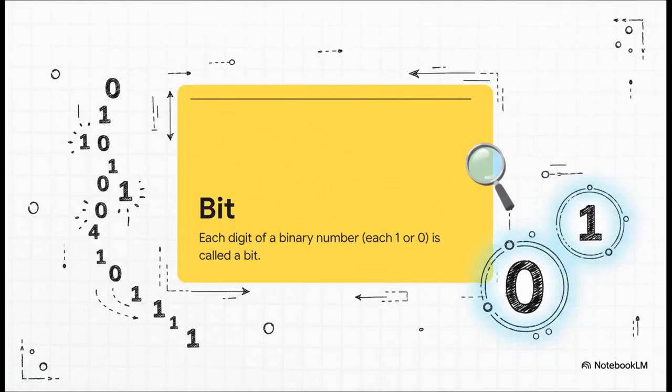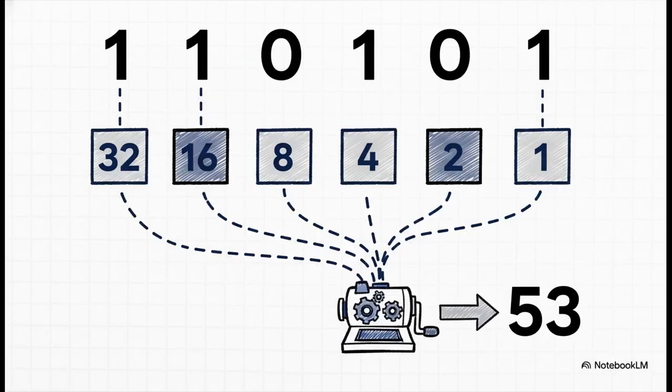And that right there leads us to a word you have absolutely heard before. Every single one of those binary digits, each 0 or 1, is called a bit. It's just short for binary digit. Think of it as the tiniest possible piece of information, the atom of the digital universe. Okay, so let's put this into practice. How do we actually read a binary number like 110101? Well, we just use that same positional logic.